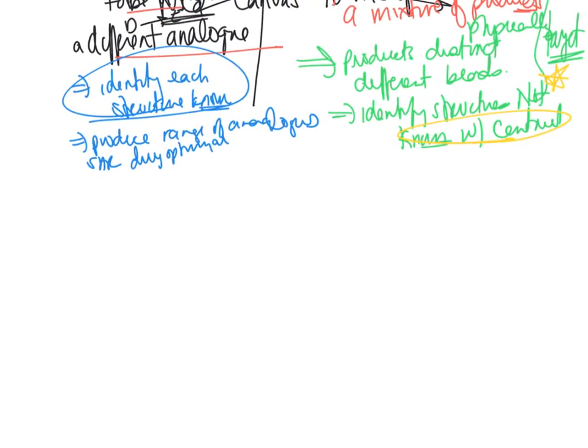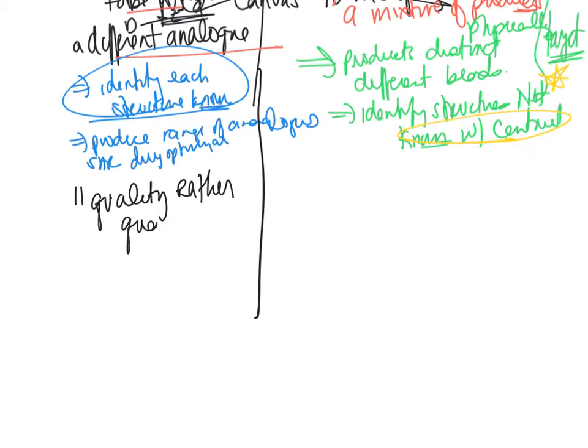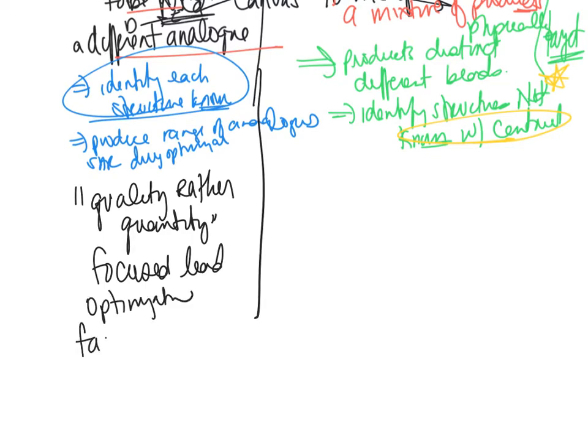So if we keep on with our list here, parallel synthesis is really quality rather than quantity. It's used for focused lead optimization. It's fast and it's efficient. And we'll talk about the different techniques used in each one of these. That'll be the next thing we focus on.